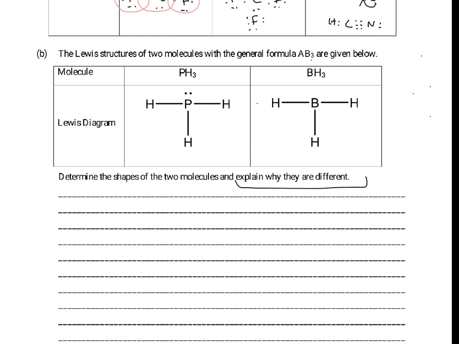Right, part B: you're given 2 Lewis diagrams, determine the shapes of the 2 molecules and explain why they're different. Okay, we've got to be careful. I think they're getting a little bit more picky with this when they try and talk about explaining why they're different or comparing and contrasting, and you actually need a statement that explicitly states why they are different.